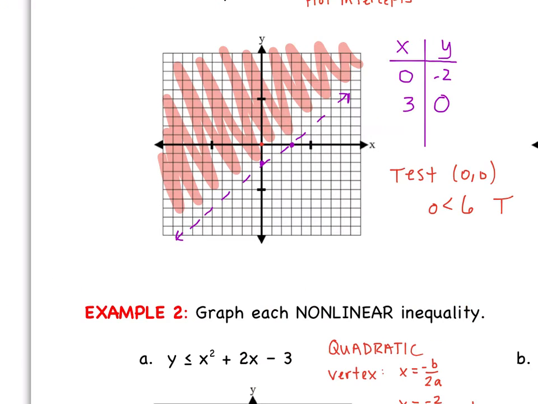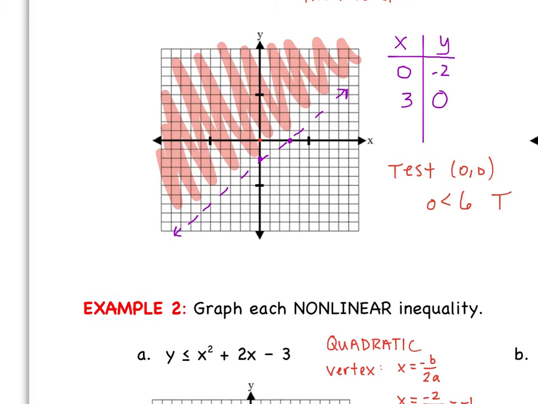Now we're going to get into some nonlinear inequalities. We're going to look at quadratics, circles, logs and exponentials. Hopefully we can recognize this is a quadratic: y is less than or equal to x squared plus 2x minus 3. This is not in vertex form. This is in standard form. So we need to find our vertex.